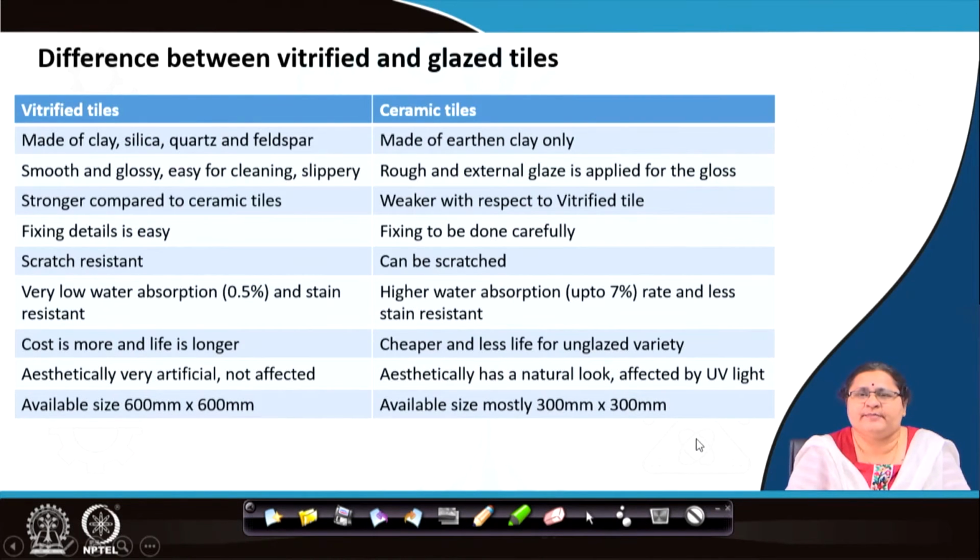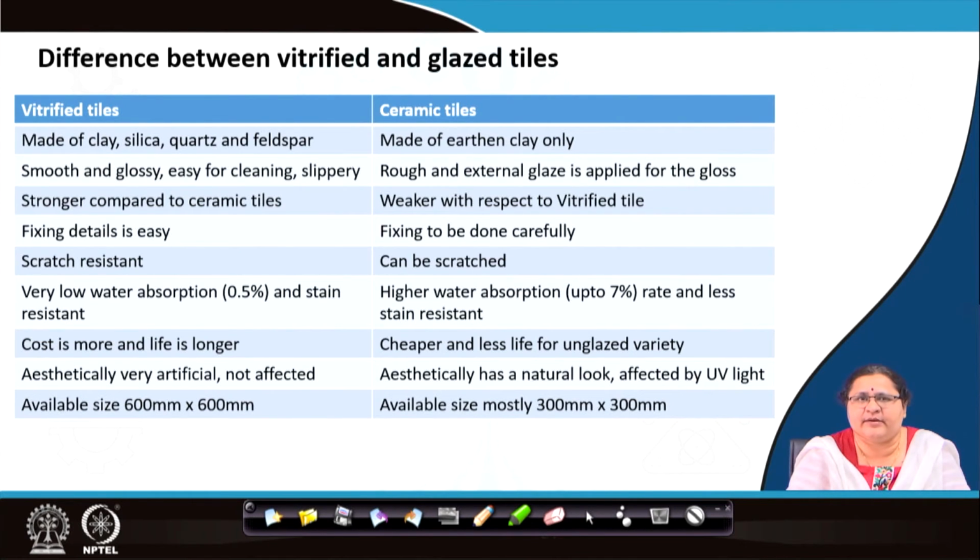So, what is the basic difference between the vitrified tile and the glazed tile? Obviously, the materials, first point. Then the vitrified tiles are always glossy, easy to clean, very slippery, whereas ceramic tiles you can have a rough surface, you can have only top glazing. The vitrified tiles are stronger because of their composition and also the compactness. As I told you, the pressure applied is more, whereas the ceramic tiles may be a little weaker.